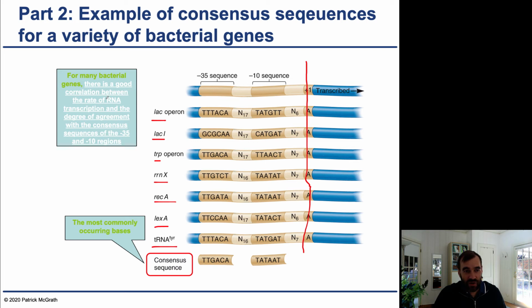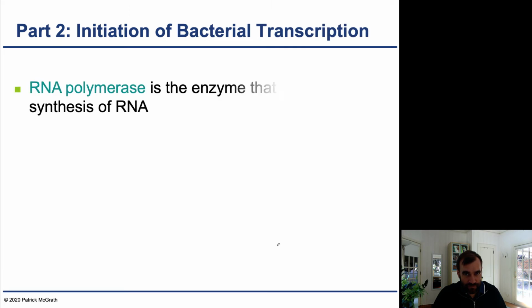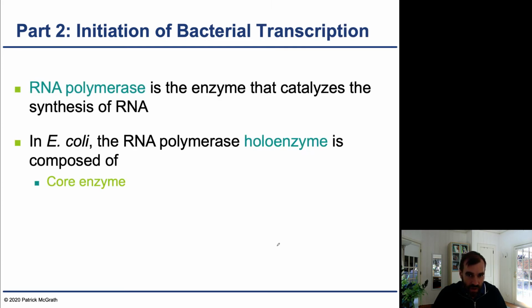For many bacterial genes, there's also a correlation between the rate of RNA transcription and the degree of agreement. The better they match this exactly, the more they are transcribed and the higher the mRNA levels are.